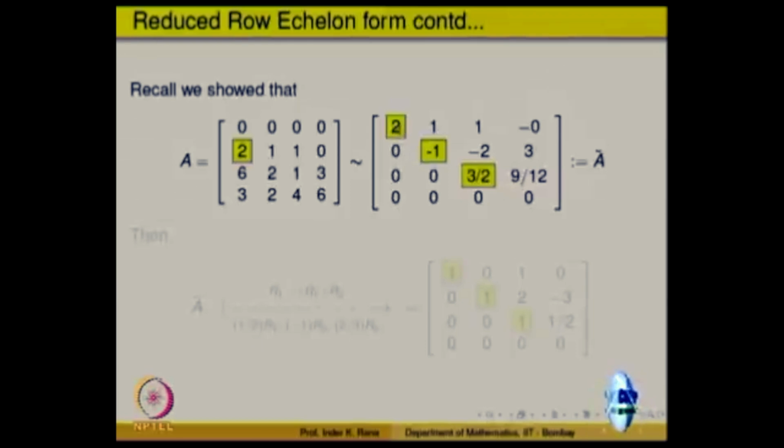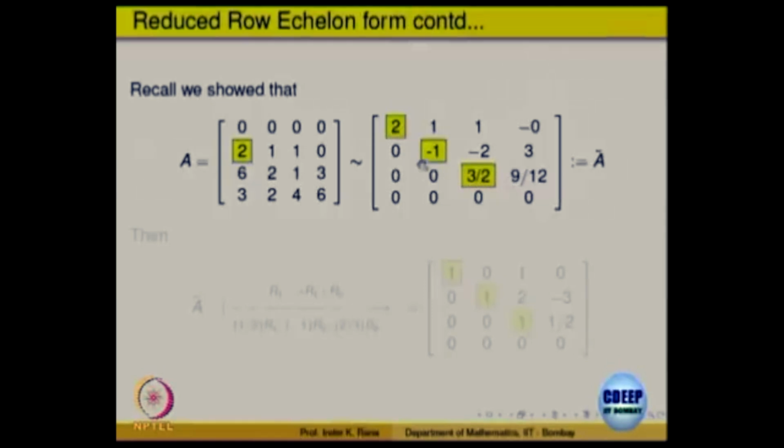So, what should be the first step? This pivot should be made as 1. In the first row, the pivot entry is 2, that should be made as 1. So, how do I make it 1? Divide the first row by 2, right. So, the operation should be divide the first row by 2. So, that will make it 1. And then how do I make this as 1? Divide by -1, and this one divide by 3 by 2. So, all the pivots will become 1.